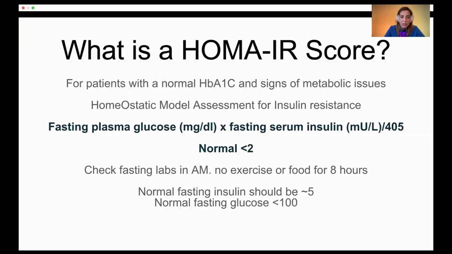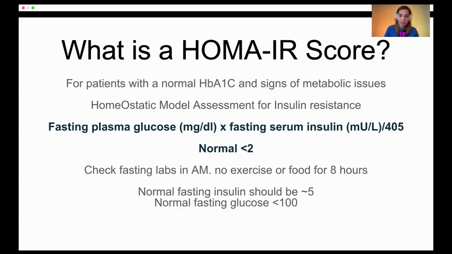And so what is this score? So this is for a patient with a normal hemoglobin A1C. You wouldn't really do this for a patient with an abnormal hemoglobin A1C because you already know they have insulin resistance. You already know they have metabolic dysfunction. But let's say they have normal hemoglobin A1C and signs of metabolic issues.